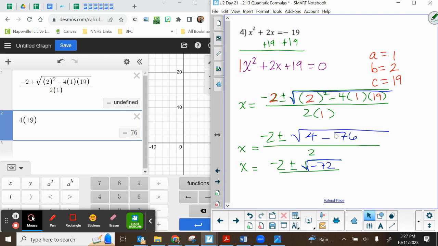And then over 2. So what we're going to do now is take out the i. Remember, when you have a square root of a negative, that just becomes an i outside. So negative 2 plus or minus i square root of 72 all over 2. That works for my 2 answers: negative 2 plus this imaginary number, and negative 2 minus this imaginary number, all over 2.